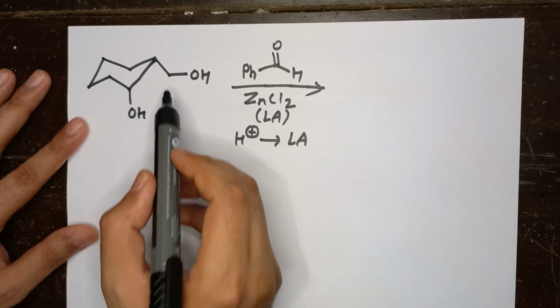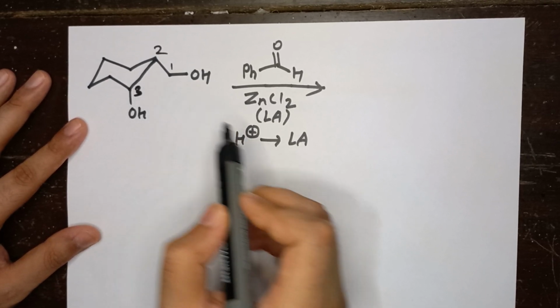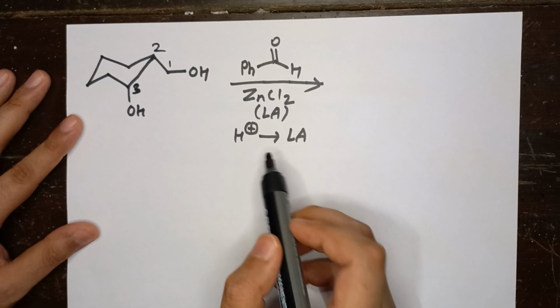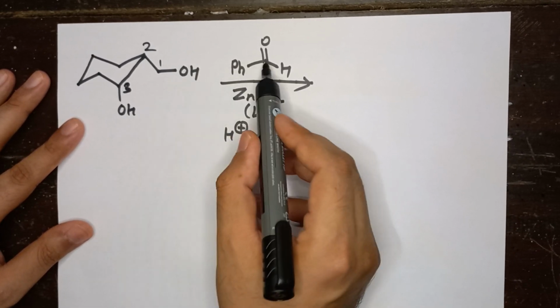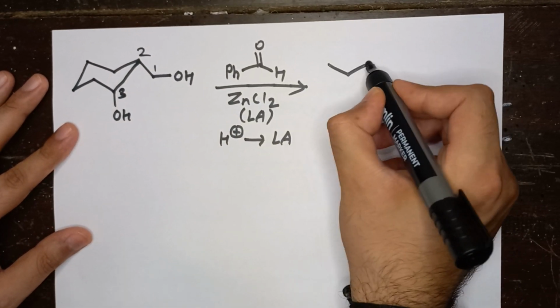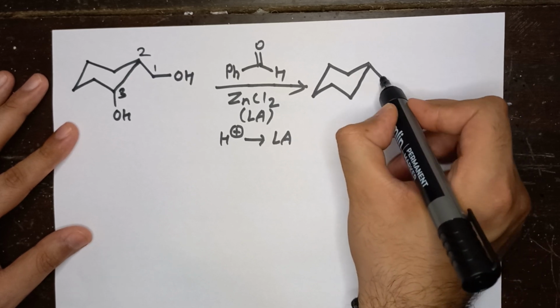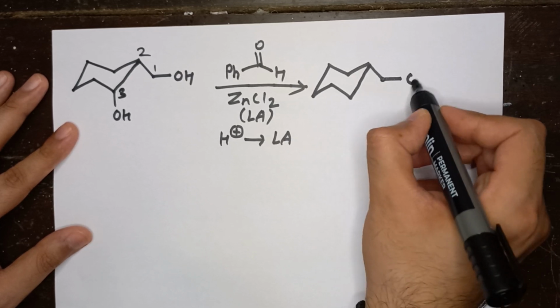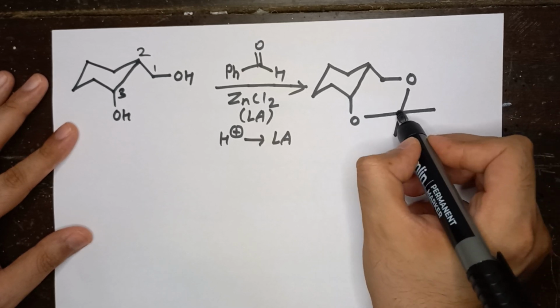Now first I have to look at my diols, whether protection is possible or not. So this is a 1,3 diol system. 1, 2, 3. So I need not care about cis and trans. I'm going to simply protect these two OH groups with this carbon, and the product will be CH2O, and this is my another O, and I just protected it.